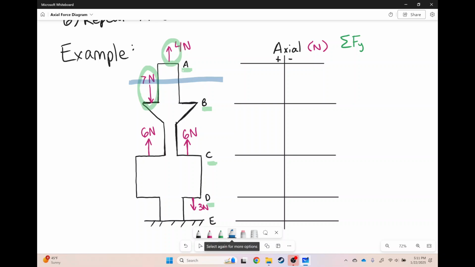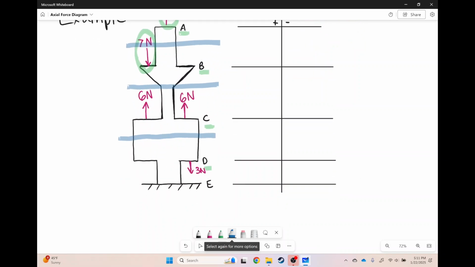Then as we go from B to C, you can see that at B there's 7 newtons going down. At C, there's 2 forces of 6 going up. So we need to make another cut. So bam, we'll make another cut. From C to D, there were 2 forces of 6 going up at C. There's 3 going down at D. So there's a cut.